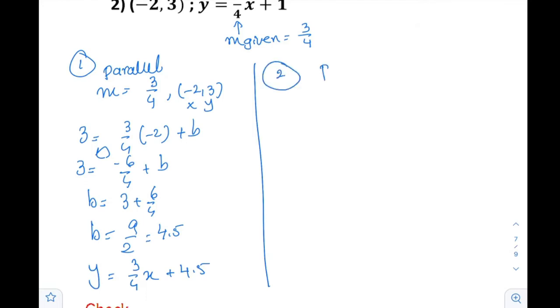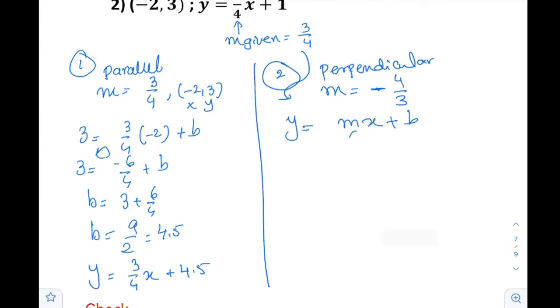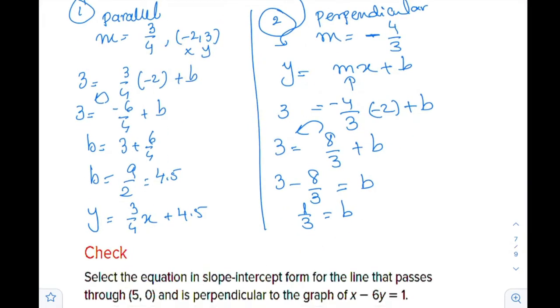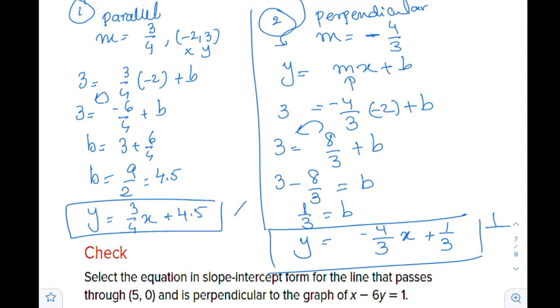Now we have perpendicular lines. So my slope now is negative 4 over 3. So my new slope is, I replace. My x is the same as this one that I'm replacing by. My y is 3. My new b, I'll find it. So this will be 8 over 3 plus b. And I will subtract 8 over 3. 3 minus 8 over 3, I mean. So it will be 1 over 3. So my equation is new slope with new y-intercept. This is for perpendicular line. This is for parallel line.